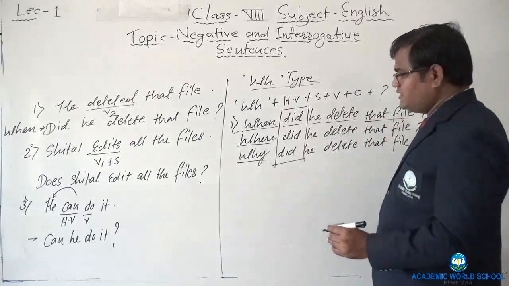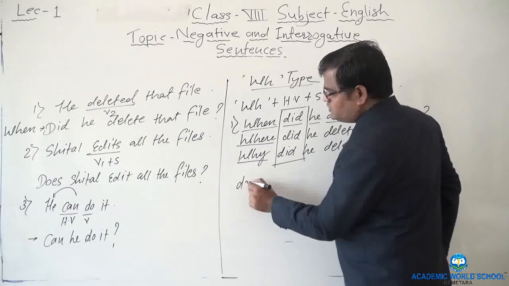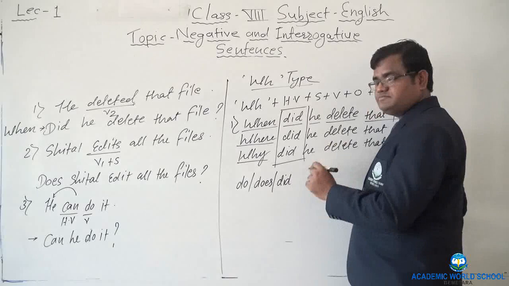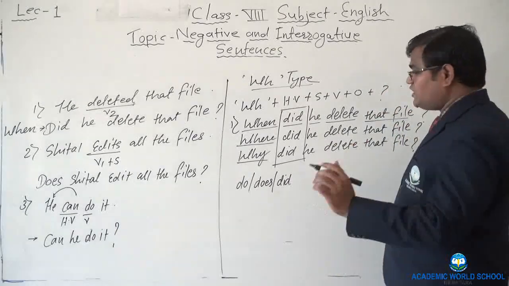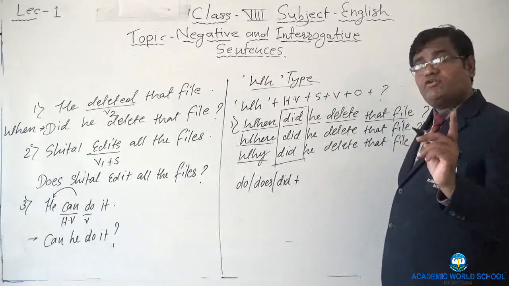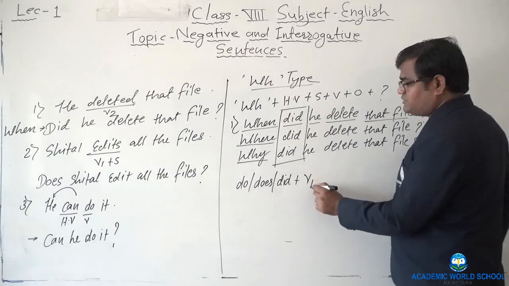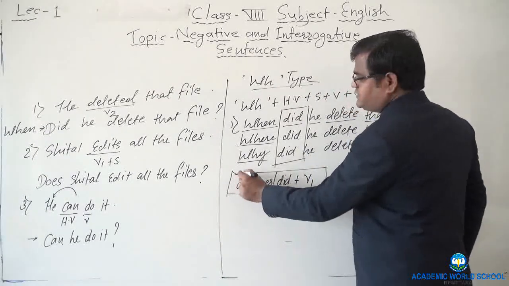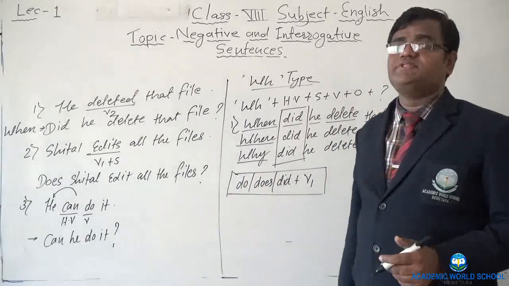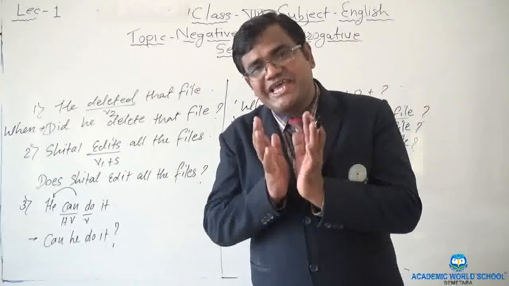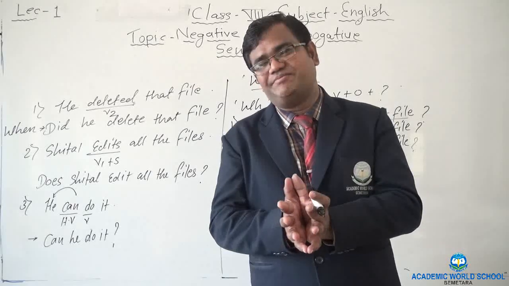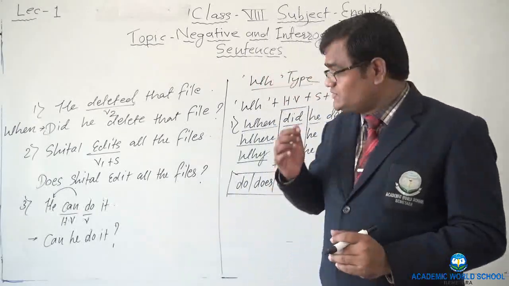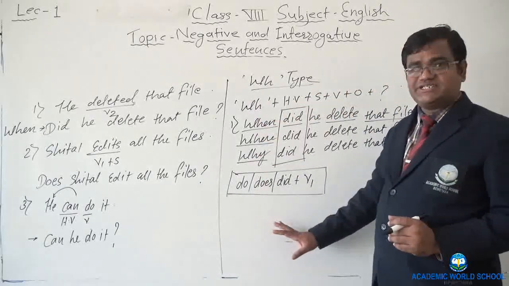Most important here, whenever you are using do, does, or did, in that case always use the first form of the verb. There, if you keep the same form, the second form for example, then your answer will be incorrect. Right? So, these are the interrogative questions.